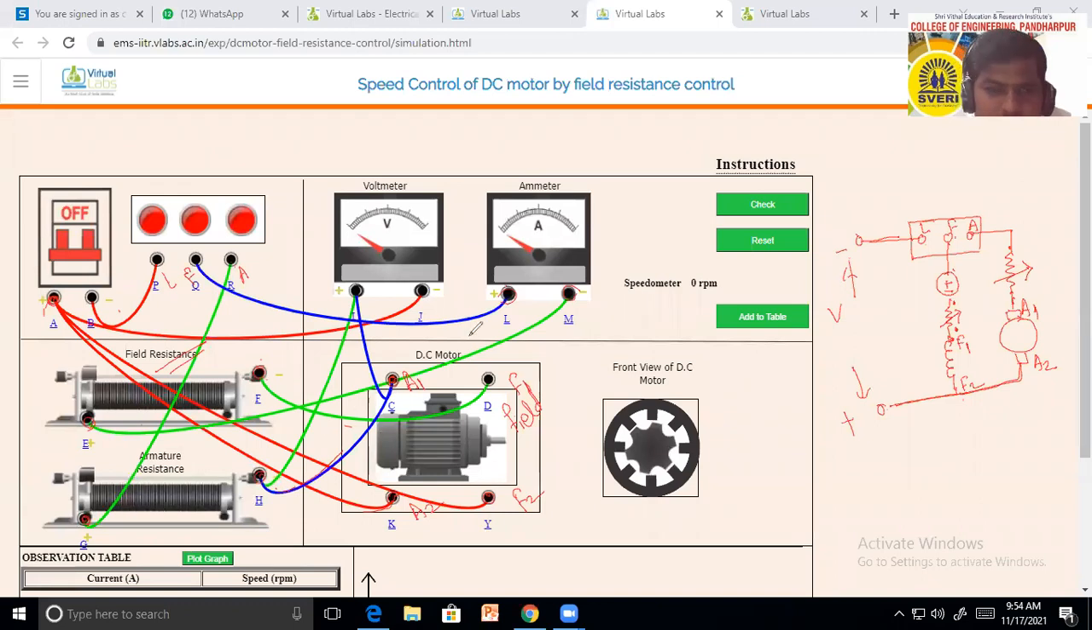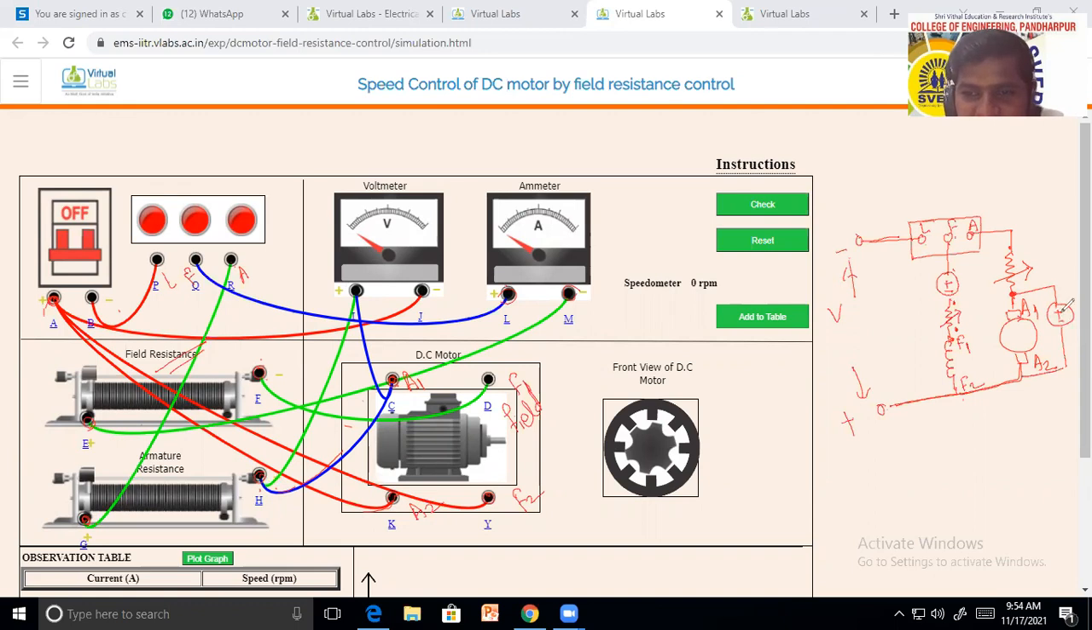Yes, sir. Okay. Now a voltmeter is connected. One voltmeter is necessary. Where is the voltmeter connected? Across the A1 terminal and the field terminal. So this is the common point, a common point and positive. That means the voltmeter is connected here, from here to here, to measure the armature voltage.